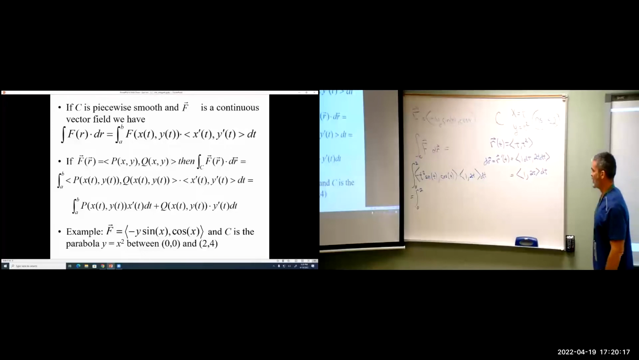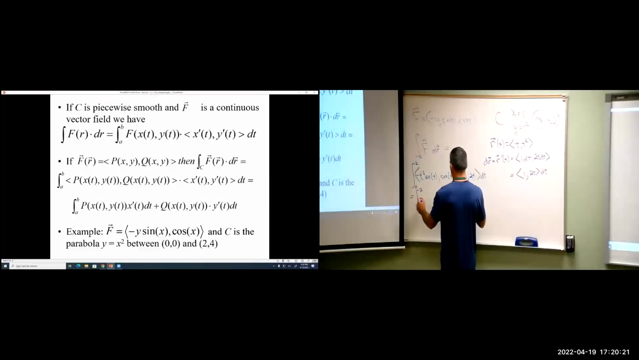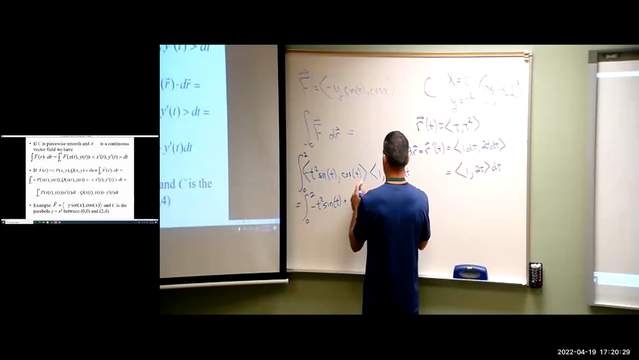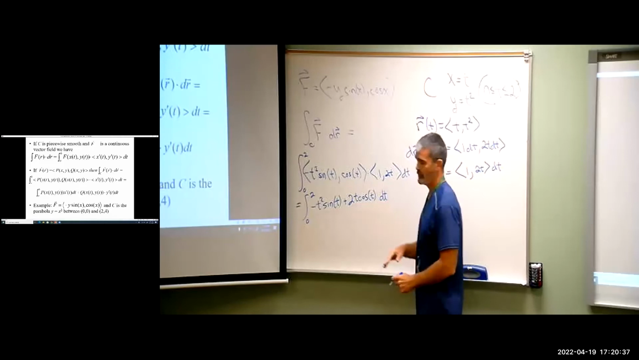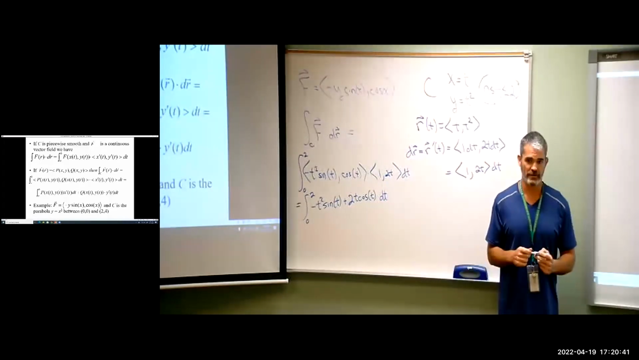All right, dot product these together. Remember, for the dot product, multiply these. So negative t squared sine of t times 1 plus 2t times cosine of t, dt. We're now at a single variable integral that we can calculate.